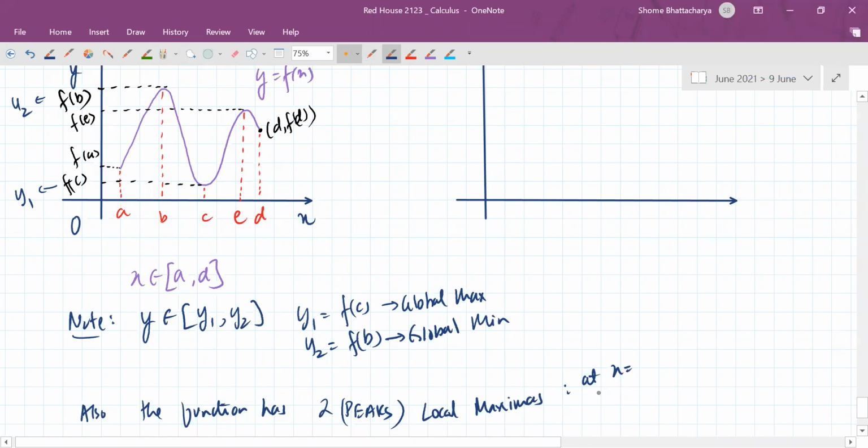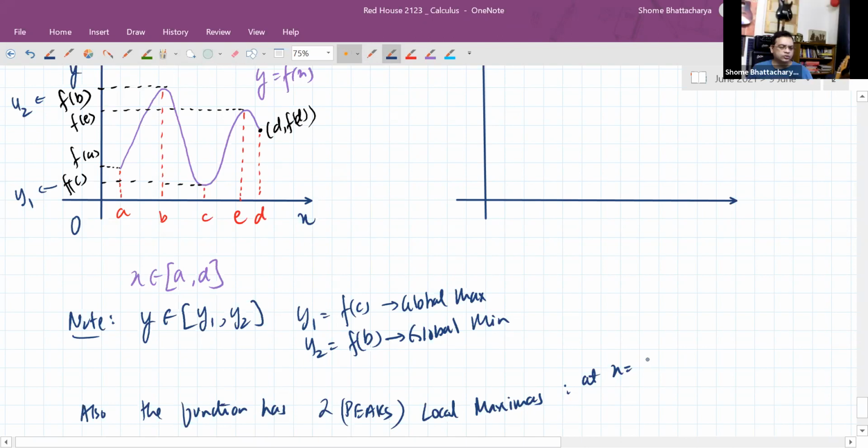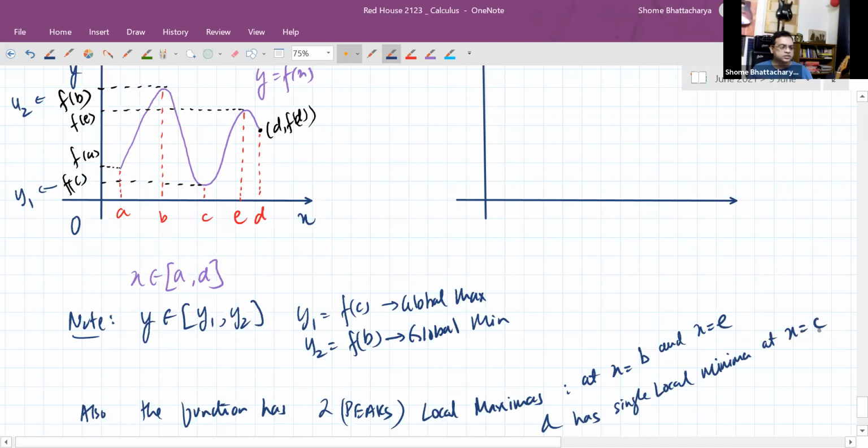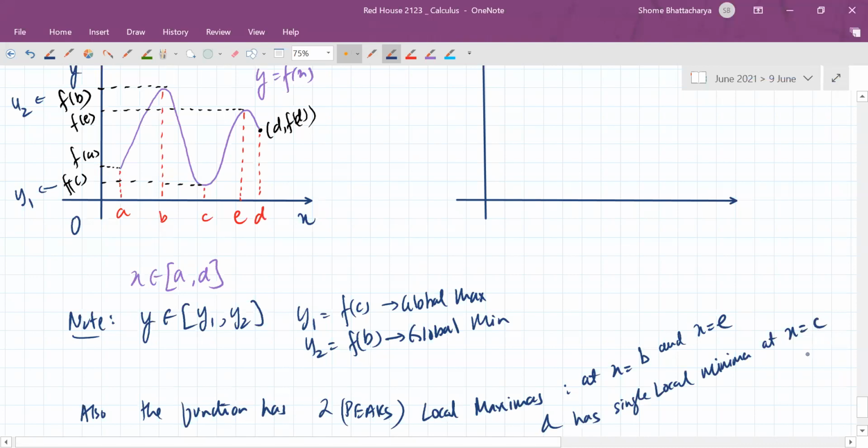So this function has two local maximas at x equal to b and x equal to e. And it has a single local minima. So the range might change, right? If E is added. Sorry, the range? Range should change. X belongs to A to E in the example.